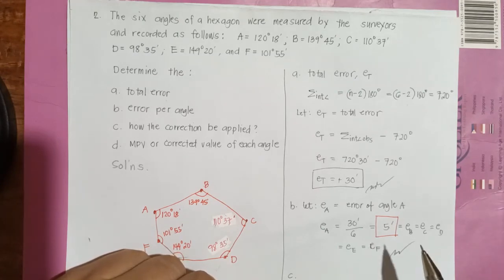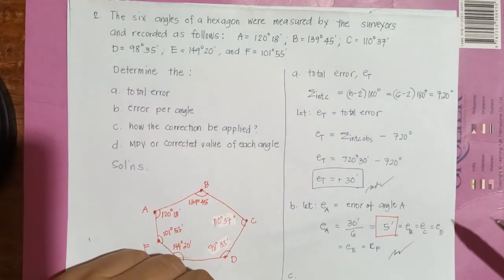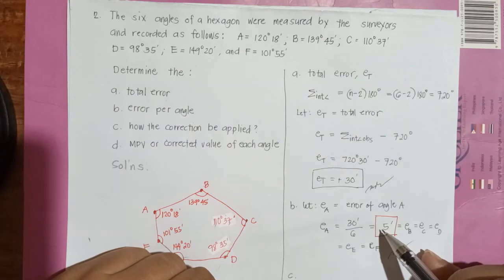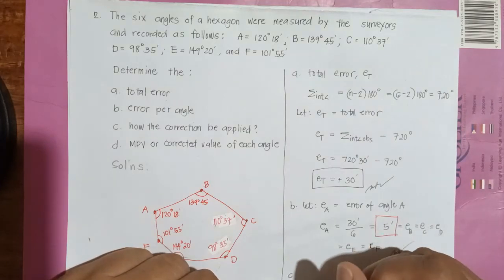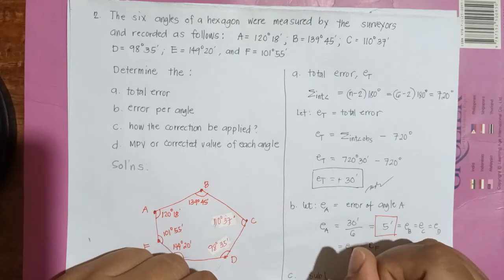Go back to the question, how is the correction applied? If you look here, the value is positive. Therefore, the correction to be applied should be subtracted. Why subtracted?